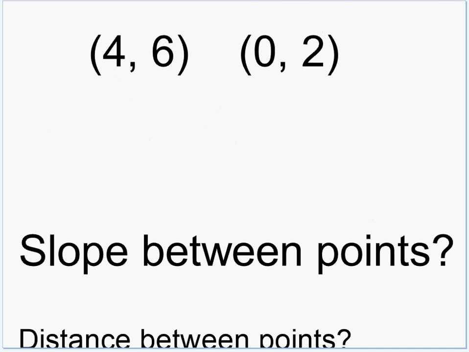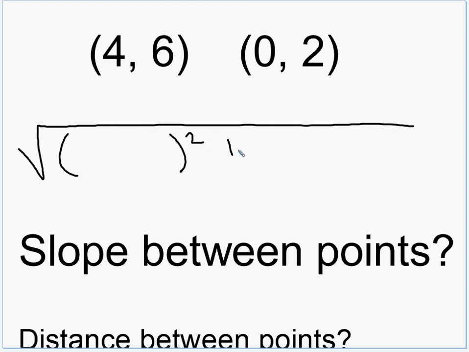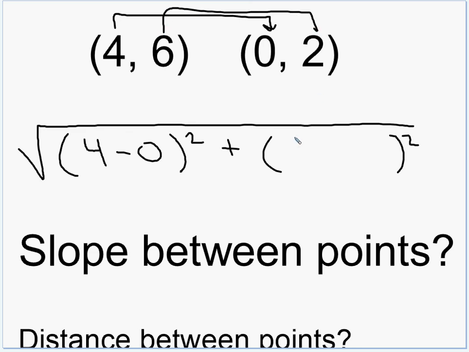Okay, and the distance. Remember the distance formula. Distance formula has a big old radical in it. And then underneath the radical are a couple of squared quantities added together. And in here we subtract the x's. So let's do same direction, 4 minus 0. And then here, 6 minus 2. So that would be the square root of 4 minus 0 is 4 squared.